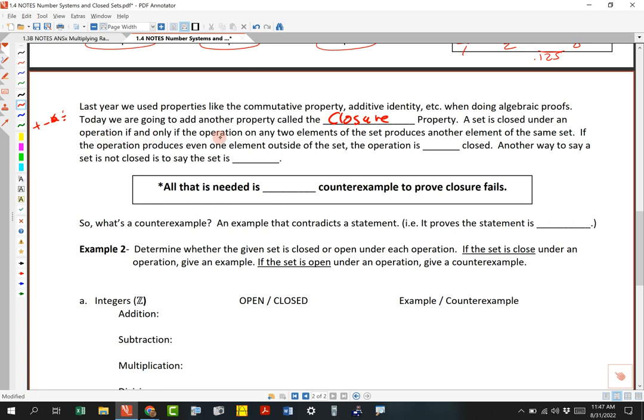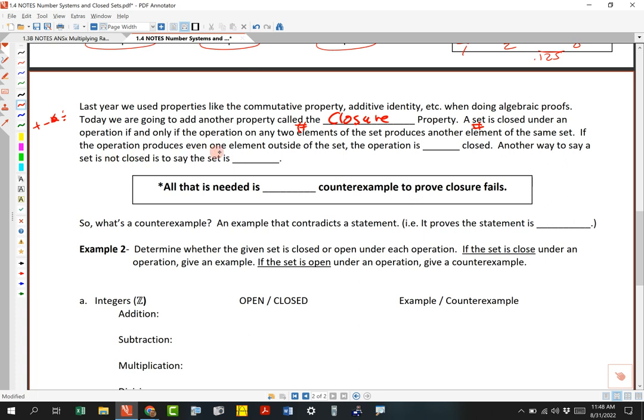So operation, if and only if. So we have to have two numbers. We're going to do an operation. We're going to add the numbers. We're going to subtract the numbers. We're going to multiply them. We're going to divide them. And it says it has to produce another element, another number of that same set.